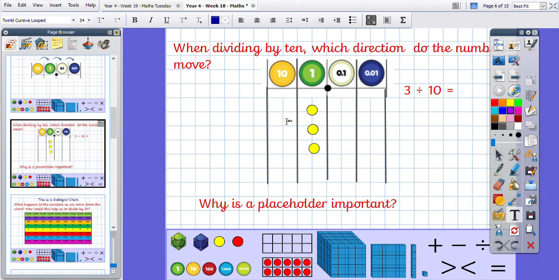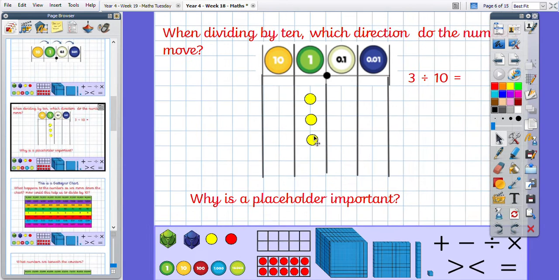So here, I have the number 3 represented with counters. I have 1, 2, 3 counters in my ones column, and I want to divide this by 10. So I know they've got to move to the right, and I know that they are moving only one place because we are dividing by 10, and each column is 10 times smaller. So I'll move them over.